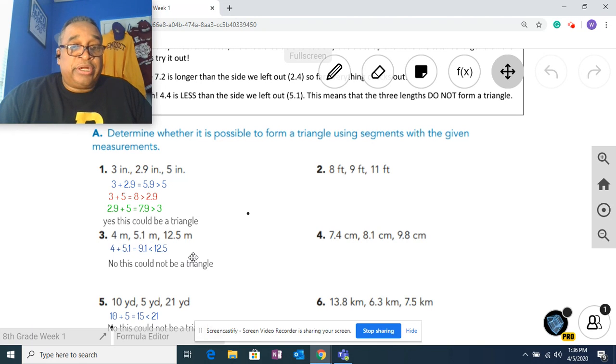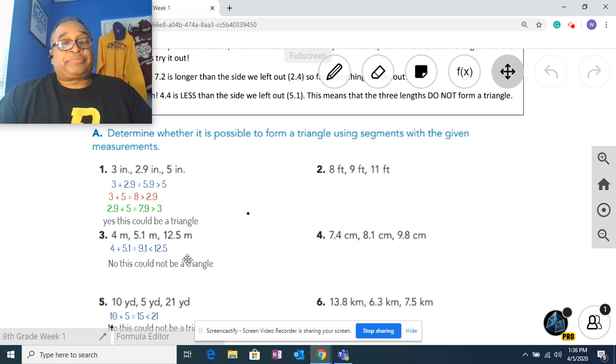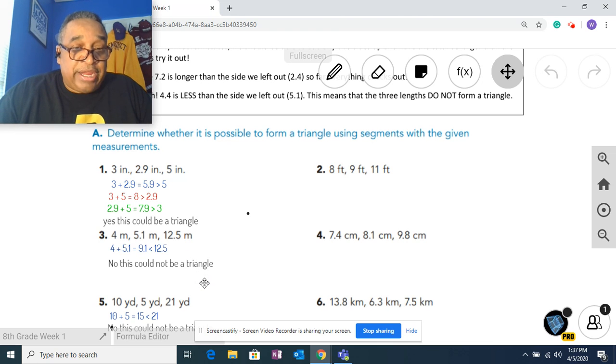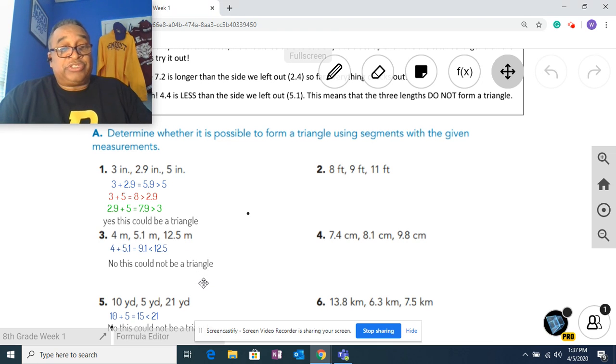Look at number 3 here. We didn't have to go far here because, look, I added 4 and 5.1. That's 9.1. Well, that's less than, look at the less than sign there, 12.5, which was the third side here. And since the sum of those two sides was less than the third side, which is 12.5, then this could not be a triangle. So you didn't have to try the other sides there.